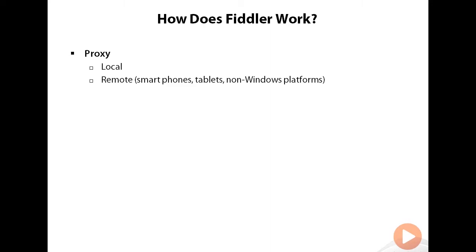You can use it as a local proxy, so typically you'll have Fiddler run on the same machine as your browser, but it is also possible to run this remotely. If you had smartphones, tablets, or non-Windows platforms where you want to use Fiddler, which will only run on Windows, you can run Fiddler on your Windows machine but have it be a remote proxy for these different devices or platforms, so that you can still use Fiddler to do your tracing, and we'll get into that a little later in the course.